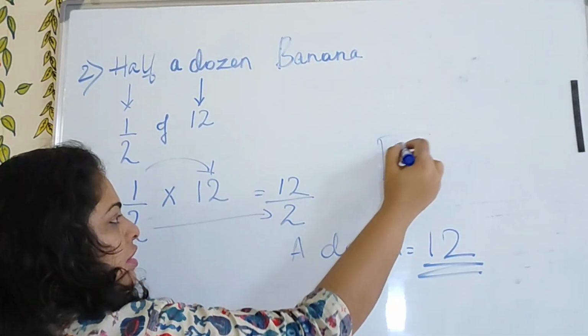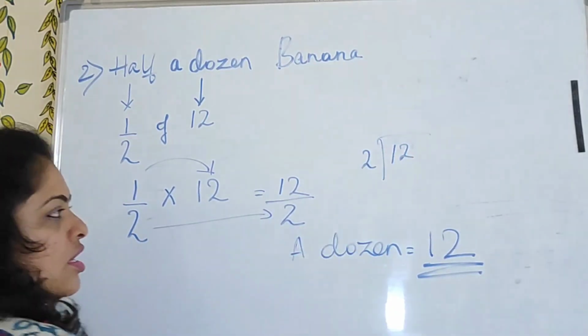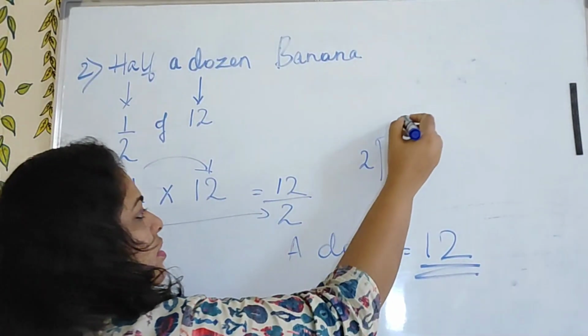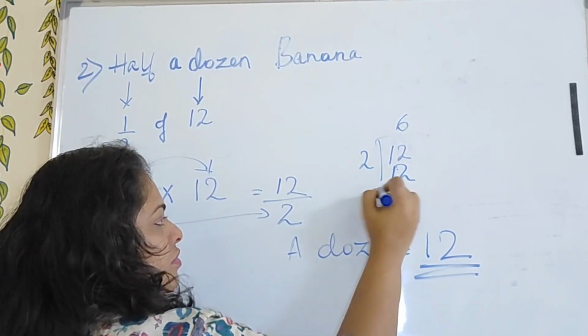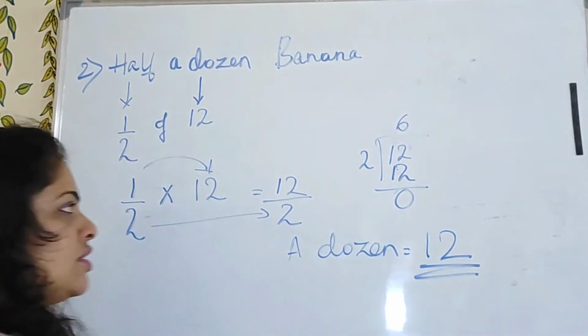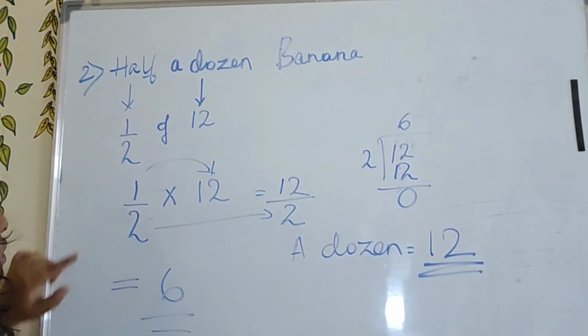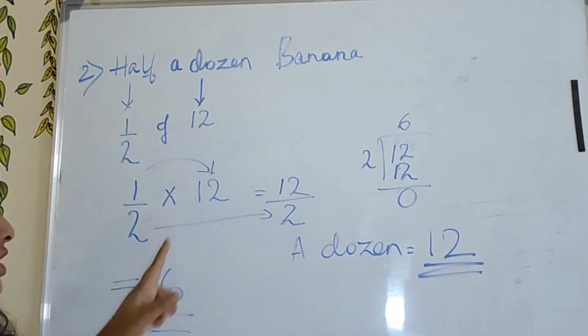When we divide, how many times? 2 sixes are 12. So we get 0. So what's the quotient? The quotient is 6. So half a dozen of bananas, half a dozen is nothing but 6.